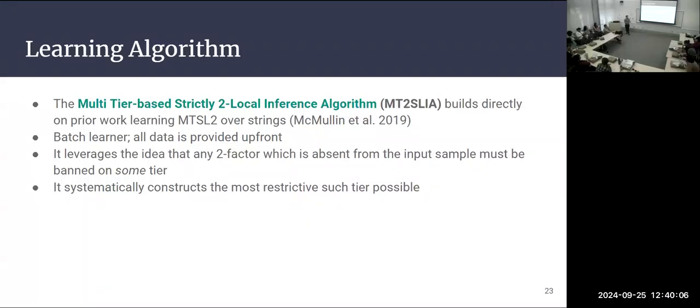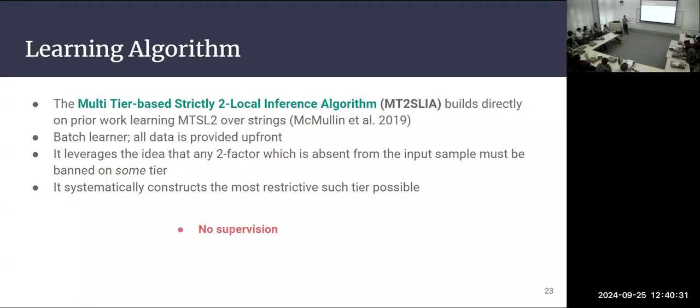And the idea is, okay, we want to construct the most restrictive tier. So actually, the most restrictive tier is going to be the smallest tier, which will ban the constraint in the most places, right? So the idea is to look for things that are missing, assume those are missing for a principled reason, and then say, okay, what is the correct tier that constraint should live on?